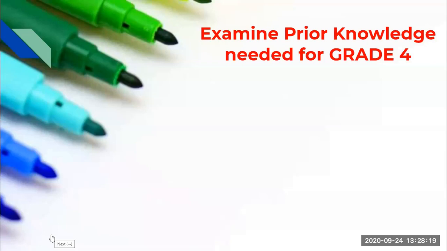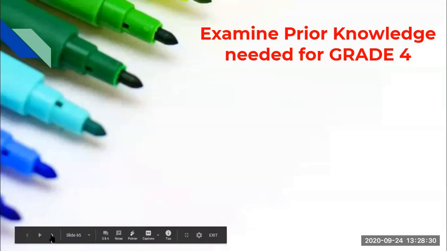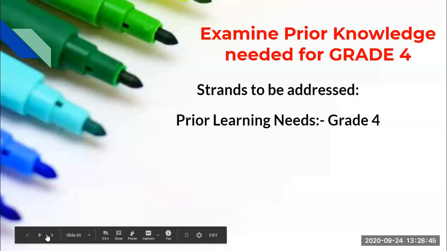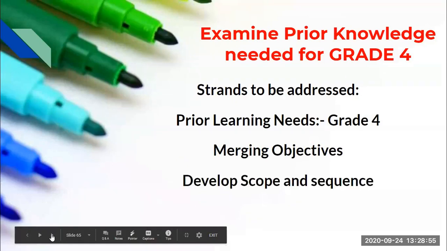It's nothing new to some of us, and to some of us it may be new. It may be something that we know about, but we found it difficult to do. There are several factors, but right now with what we're going through, we see where a little additional work is necessary if we want to move forward. So when we examine prior knowledge needs for grade 4, we need to look at the strands to be addressed. So we need to look at, for example, what we did a while ago, prior learning needs for grade 4. We need to look at merging the objectives. We need to look at developing a scope and sequence.